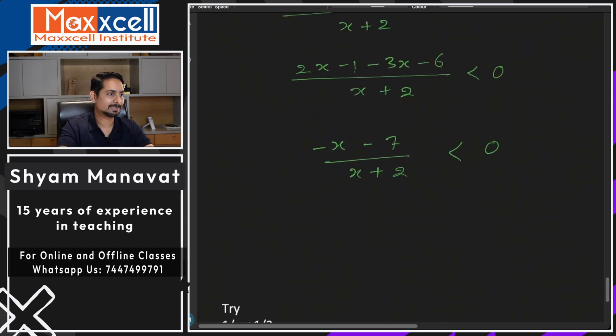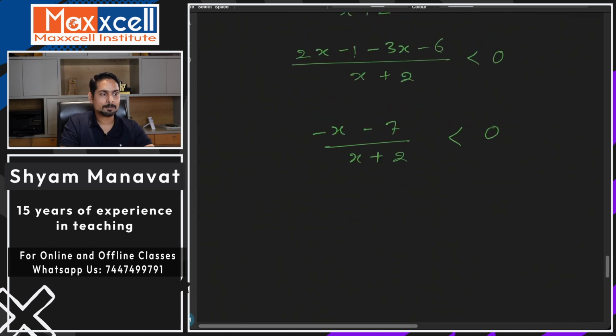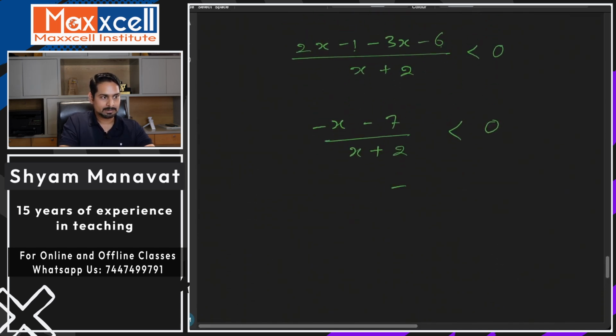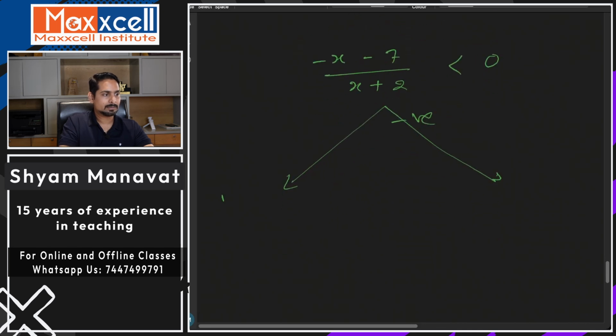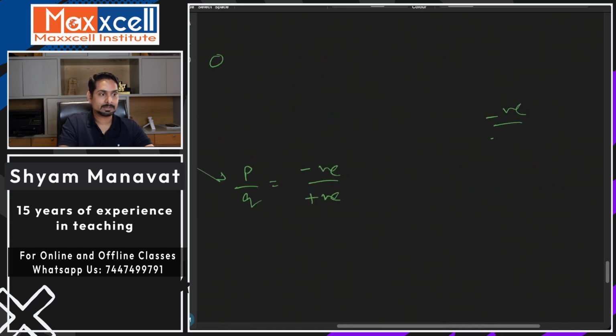Less than 0 means negative. Negative means what? So you want this entire fraction to be negative. Now, what combinations are possible to have this fraction to be negative? Fraction p upon q to be negative. That's possible when if the numerator is positive, then the denominator is negative. If the numerator is negative, then the denominator has to be positive, right? I mean, if you take negative by negative, it's going to get you what? Positive. Are you getting it?